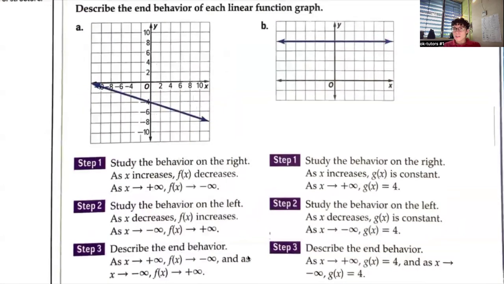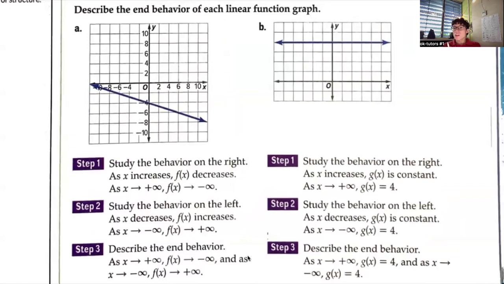Now, in letter B, we have a horizontal line. So what we're doing here is exactly the same. Study the behavior on the right. Here we have a horizontal line. When we have a horizontal line, that means that the slope is 0. So we're going to go from left to right, right?